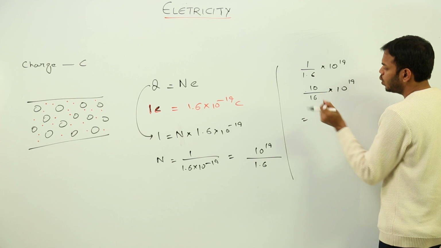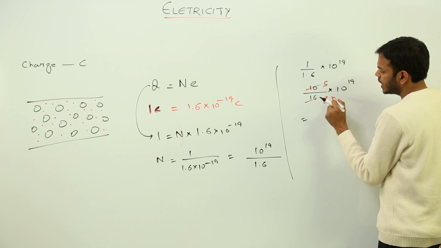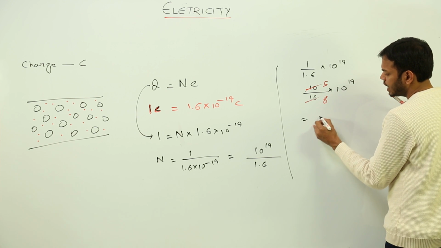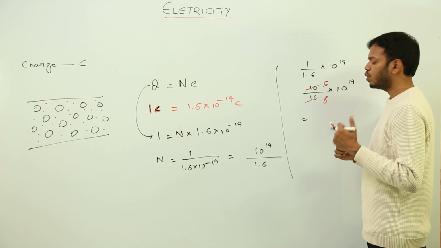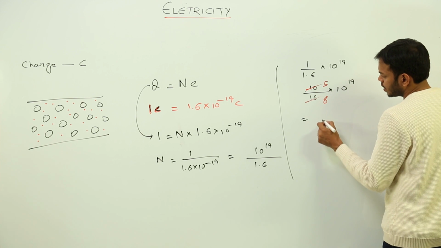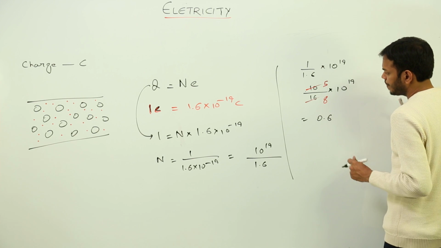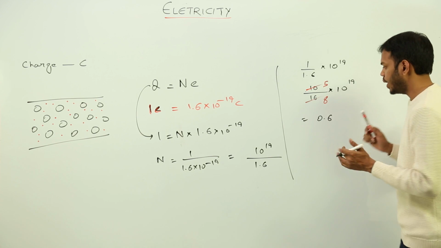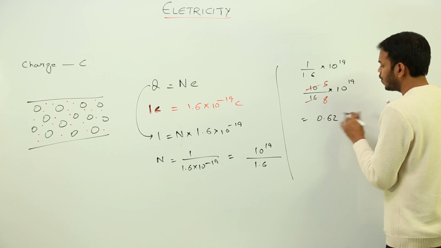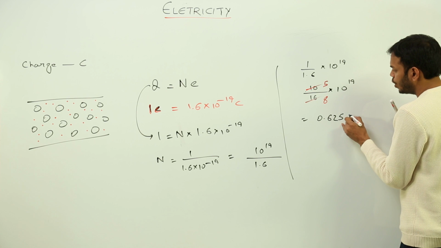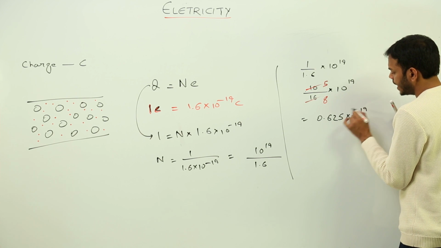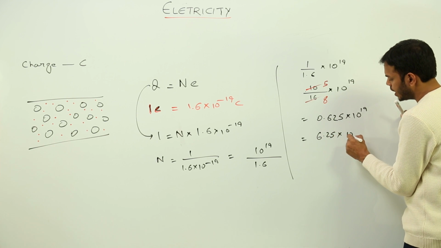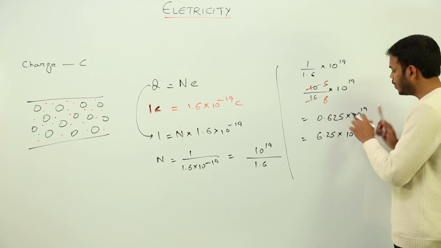Cancelling by 2, I'll get 5 and 8, right? So I have to divide 5 by 8. So 8 into 6 is 48, then I am left with remainder 2. So 8 into 2 is 16, then 5. So 0.625 into 10 raised to power 19, or I can write it as 6.25 into 10 raised to power 18, because I have utilized one 10.